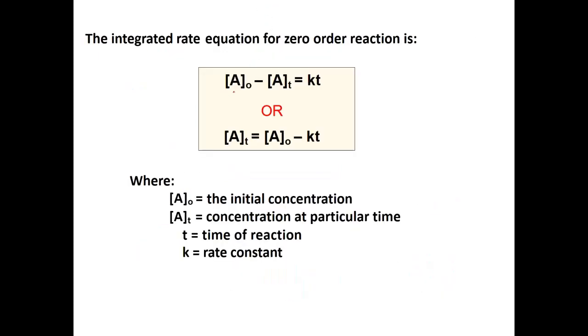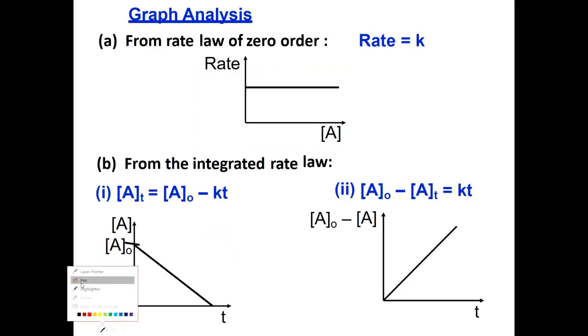Okay, and you can get the integrated rate equation: the initial concentration A minus the concentration at a particular time is equal to kt, or you can write it like this. Okay, for zero order, the rate is equal to k.